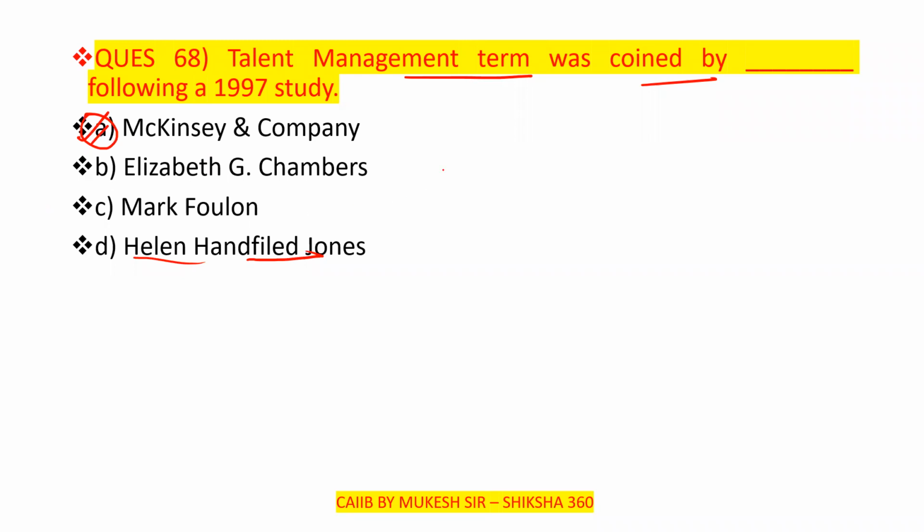And for the same, they have written a book in the year 2001. The book name is The War for Talent, clear. So this is from chapter number 21, clear.